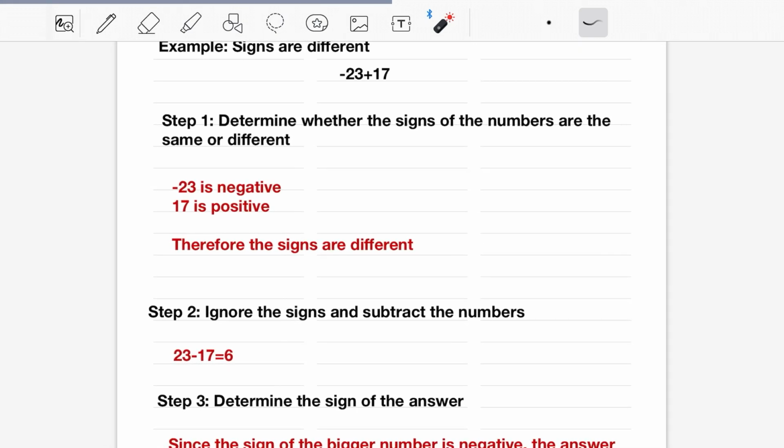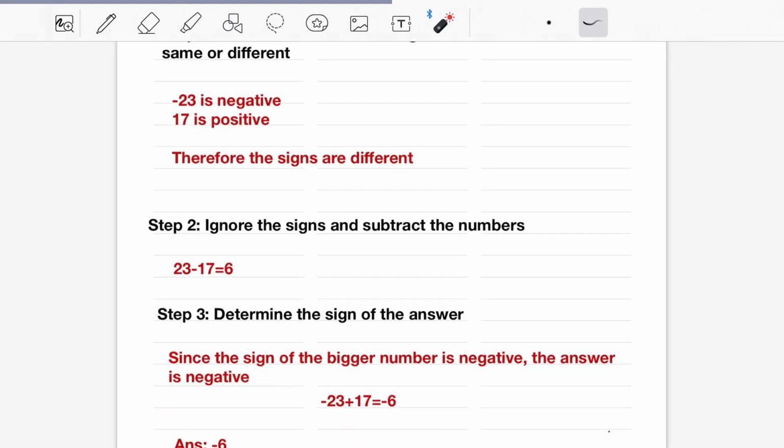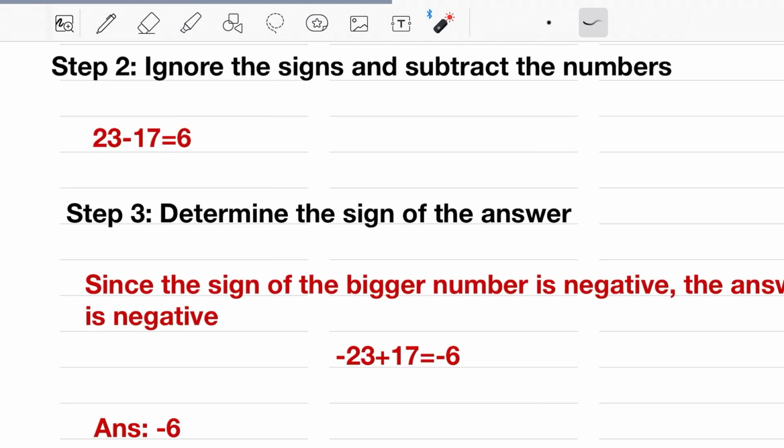Just to remind you, in our original question, we had negative 23 plus 17. So negative 23 was negative, 17 was positive. Therefore, the bigger number from step 2 has a negative sign, and that's how we determine the sign of our answer. So our sign must be negative. Combining 6 with a negative sign, you get negative 6 as your answer. So minus 23 plus 17 is minus 6.